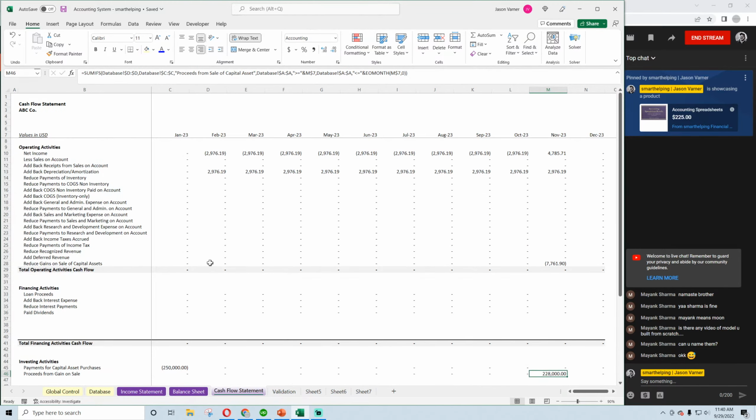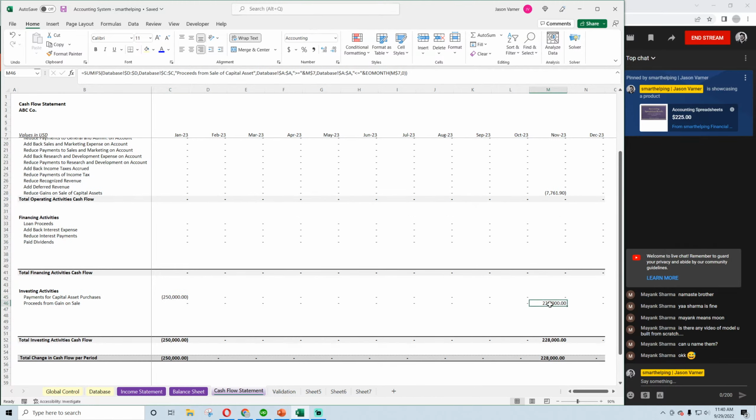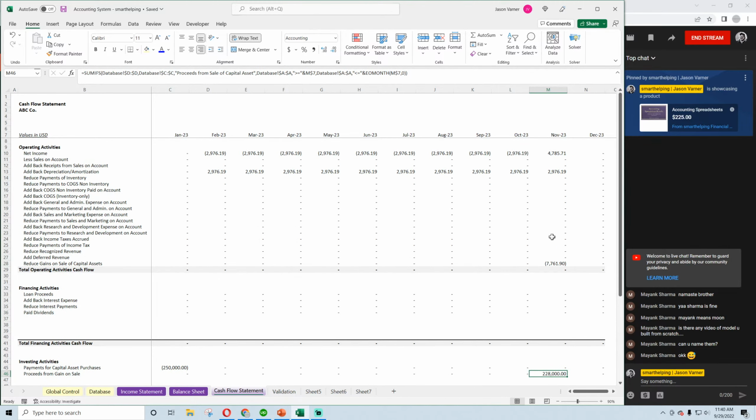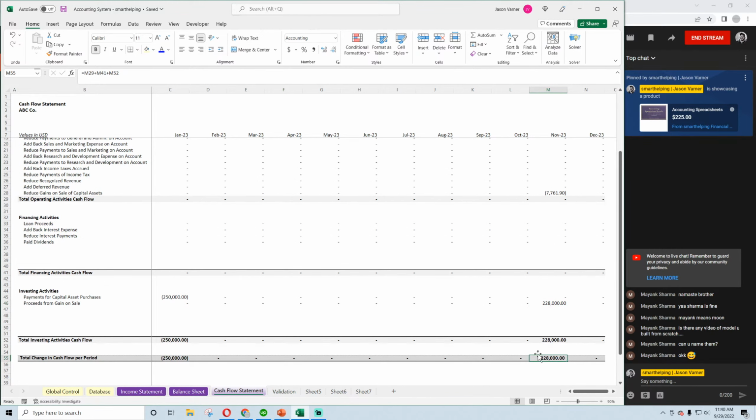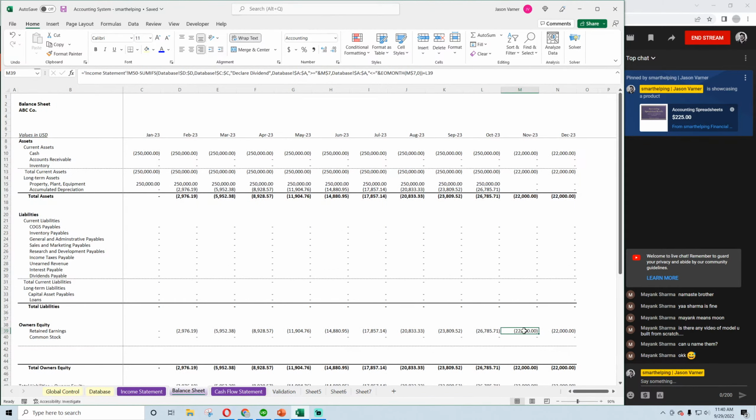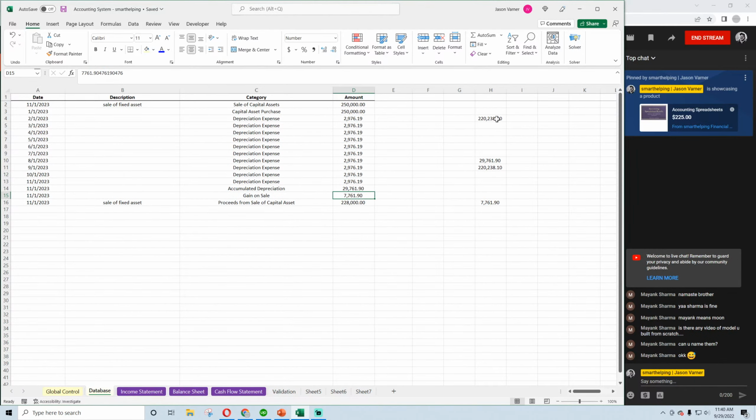Cash flow statement. Here was the payment. Here was the proceeds. This is zeroed out. We have our depreciation expense. And note that the 22,000 is going to be the difference, I believe, between these two. Yeah, because what that's saying is we essentially paid 250 and then sold it for 228. So net on net, the cash went down by 22,000 in that period.